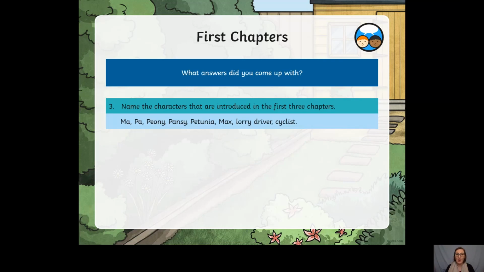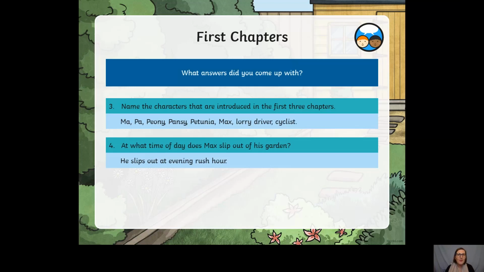So the characters that we were introduced to in the first 3 chapters were Ma, Pa, Peony, Pansy and Petunia, Max's sisters, Max, the lorry driver that swerved to avoid Max, and the cyclist. That gives us a clue for another question.